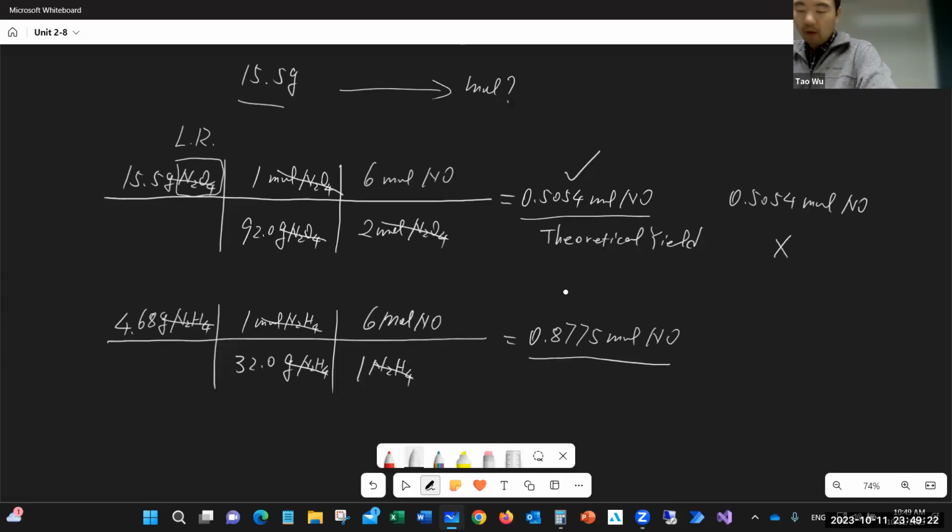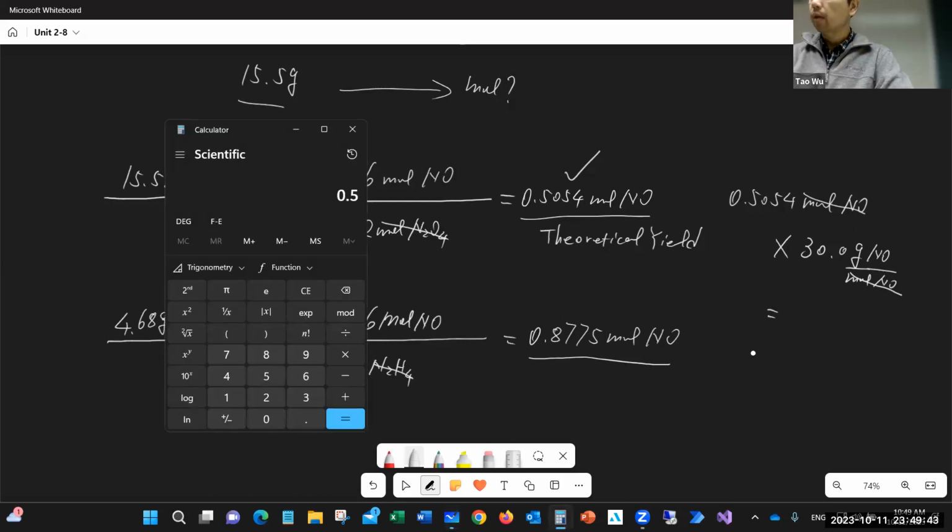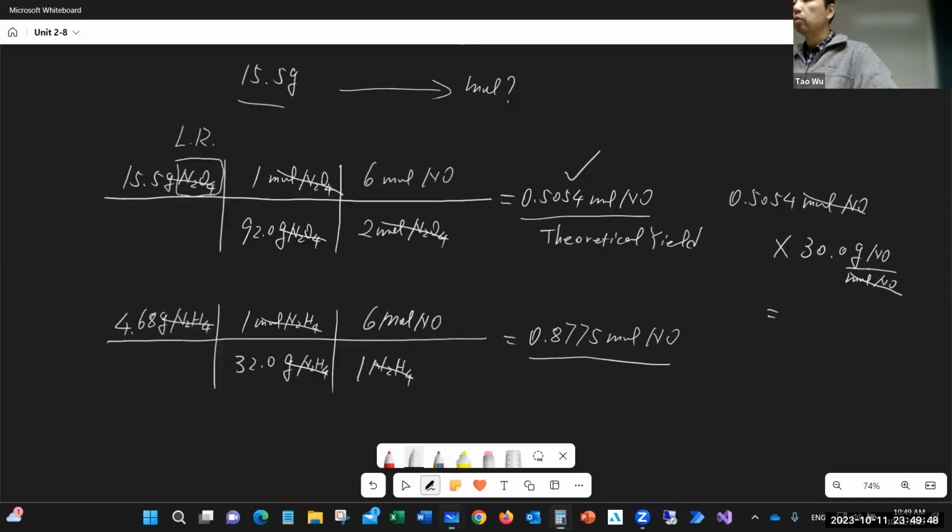The molar mass of the NO is just 30.0 gram per mole, right? You see, this is a gram of the NO per 1 mole of NO. You see the moles of NO can be cancelled, then you will get the answer, which is 0.5054 times 30. You got 15.162. 15.162, and this is in gram, which is the mass.